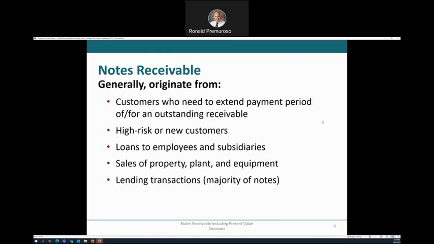Notes receivable originate for a variety of reasons in business. They're for customers who need to extend their payment period for an outstanding accounts receivable, high risk or new customers. Loans to employees and subsidiaries are documented a lot of times using notes receivable. Sales of property, plant, and equipment because they involve large amounts of money, generally speaking. And finally, banks use them in lending transactions for the majority of the notes that they do with their customers, lending them money.